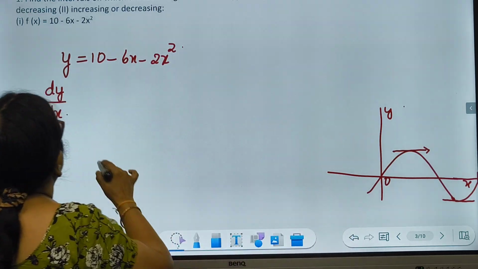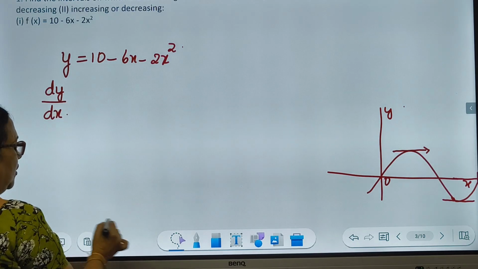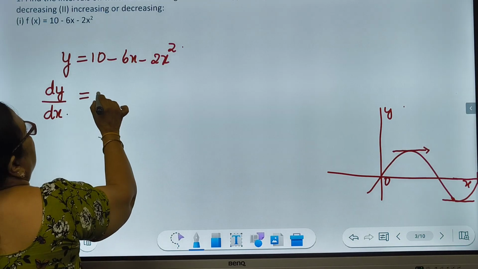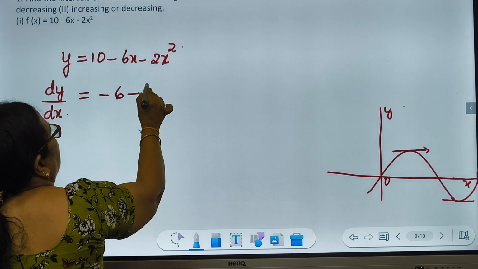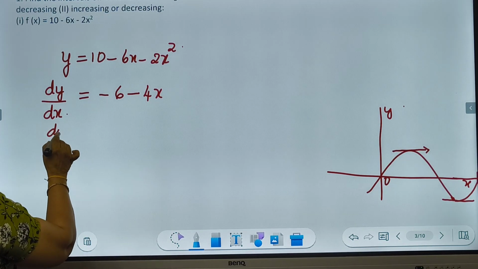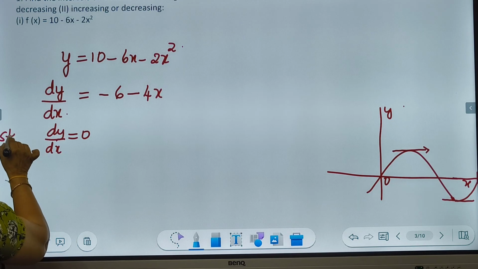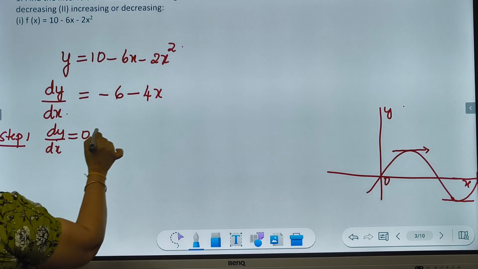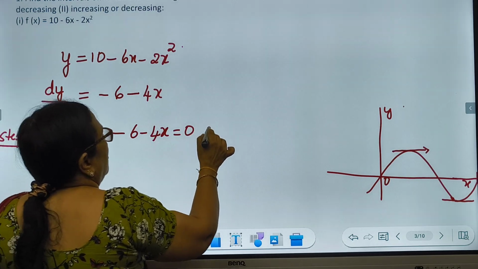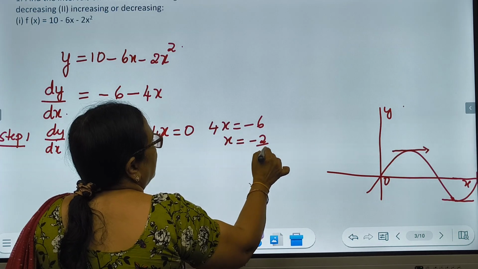Now let us look at this graph. y = 10 - 6x - 2x². So what will be dy/dx? dy/dx will be -6 - 4x. Step 1, equate dy/dx to 0. Then what do you get? -6 - 4x = 0, or 4x = -6, x = -2/3.